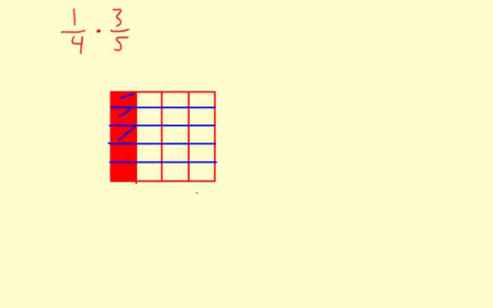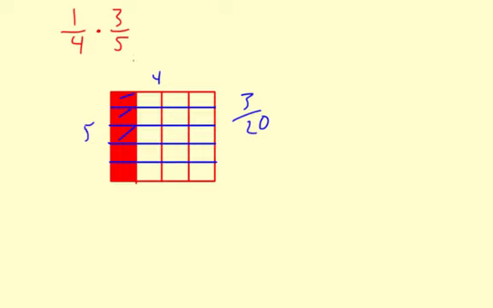All right, so what do I have? Well, this whole unit of 1 has actually been divided into 20ths because it's now 5 by 4. So I have 3/20 as the result of multiplying 1/4 and 3/5.